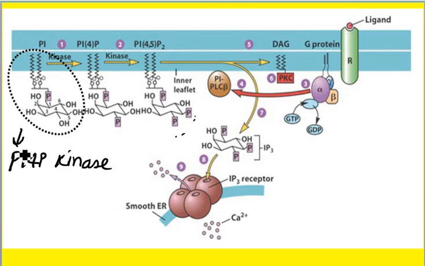So this first P is referring to this first phosphate here, and this 4P is referring to the second phosphate here. So don't think this is just one phosphate group. There's actually two of them in this molecule, right? As compared with the inositol ring.